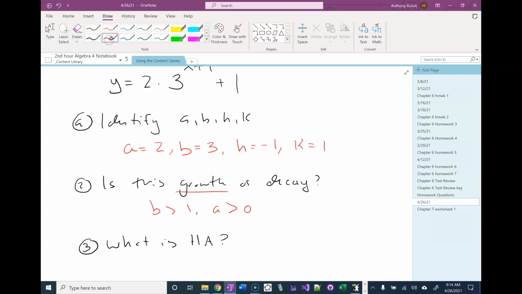So what's the horizontal asymptote in this case? Remember, the horizontal asymptote always exists for an exponential function. It's always of the form y equals k. So in this case, that is 1.